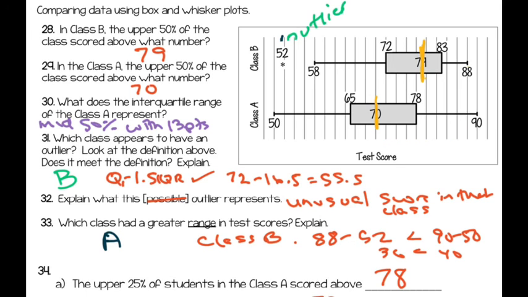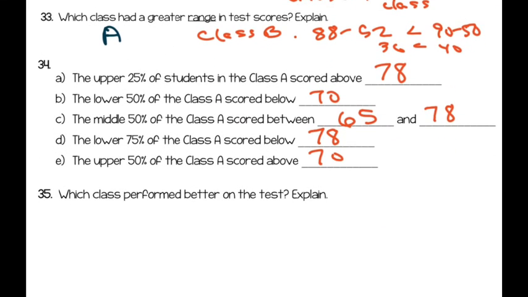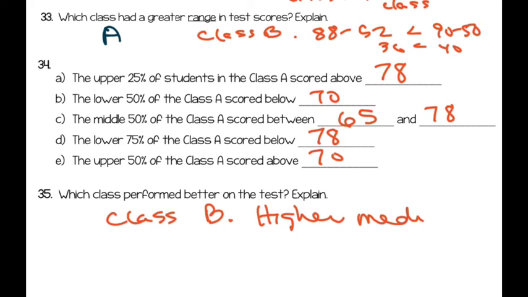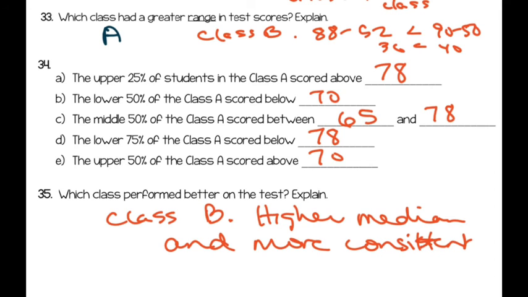If I was choosing which class is better, never mind the low score or the high score, because that could just be one person. That doesn't tell us anything. But if we compare the medians, and if we look at how widespread, either with the range or the interquartile range, Class B just looks better, more consistent. So I'd say Class B, and I would say that they had a higher median, and I would say they were more consistent. And I'm getting that from the range and the interquartile range.